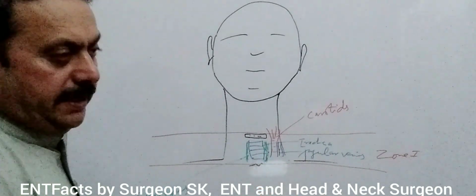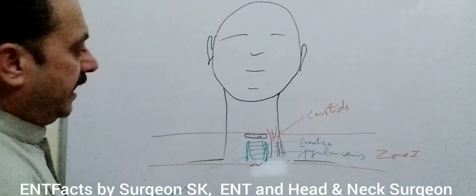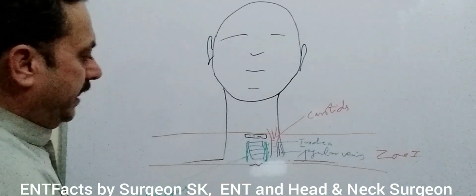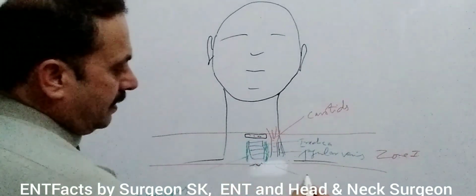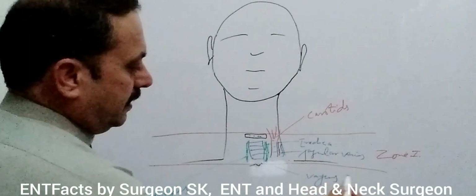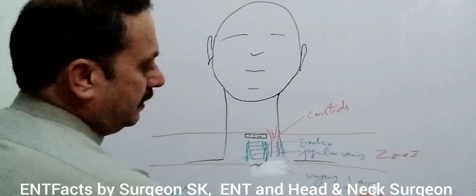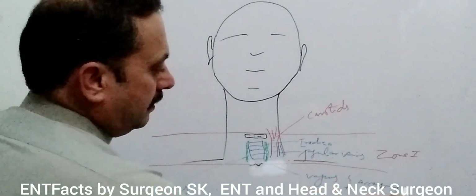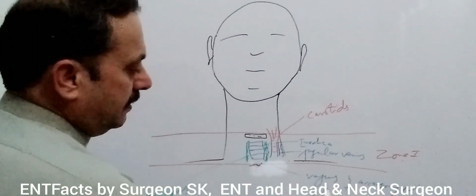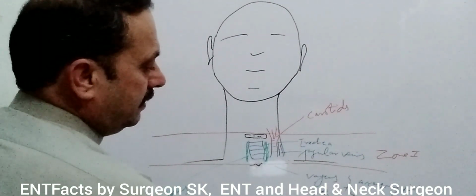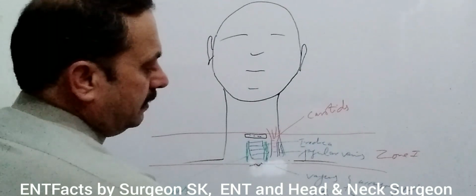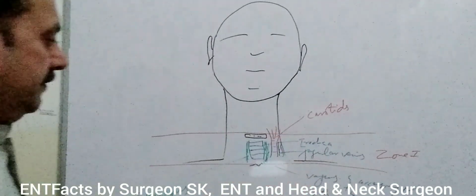Also, the vagus and the accessory nerves are lying in the neck. Vagus and accessory nerve, the 10th and 11th cranial nerves also lie in the neck.